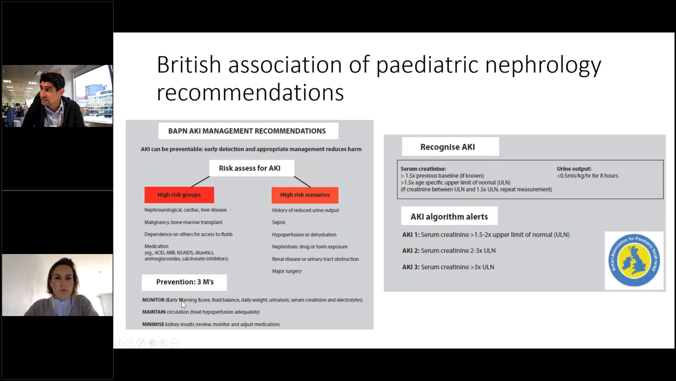Maintaining circulation is essential, so trying to ensure that our kidneys are well perfused and removing any pre-renal acute kidney injury element, and minimizing kidney insults. So for example, regularly monitoring your medication. Whilst the medication might not be nephrotoxic at normal kidney function, by the time your kidney function declines and your creatinine goes up, then your antibiotics or other medications may become nephrotoxic at those doses. So it's important to dose adjust your medications on a daily basis, checking the GFR and dose adjusting medications to be appropriate for that level of kidney function.